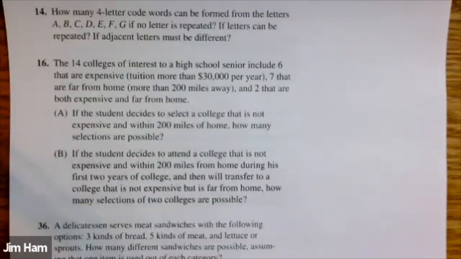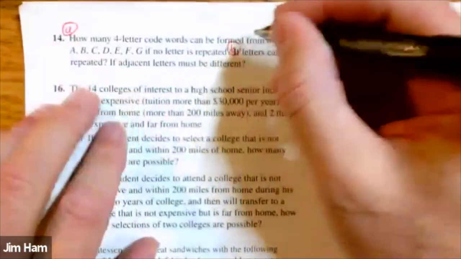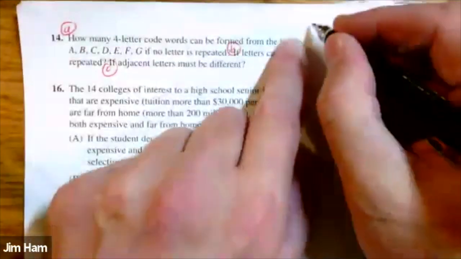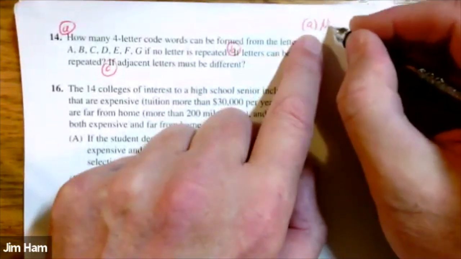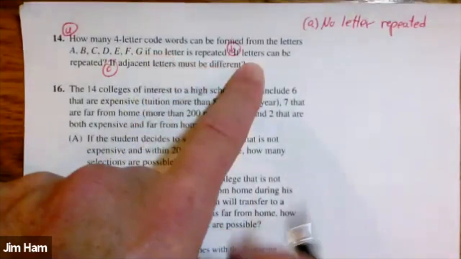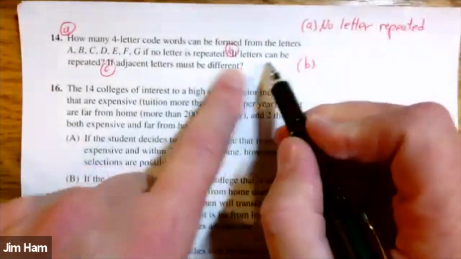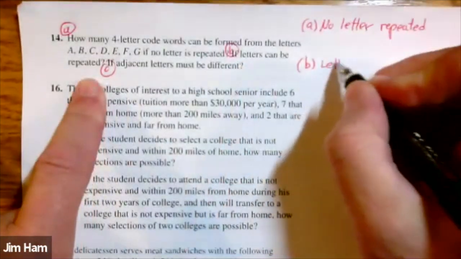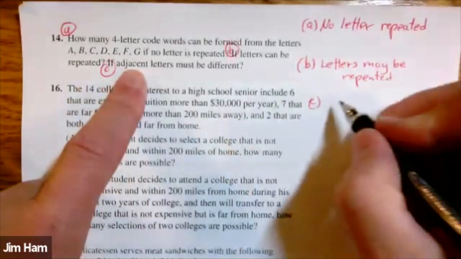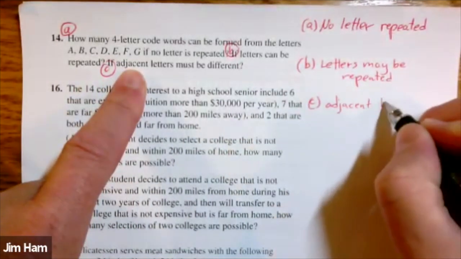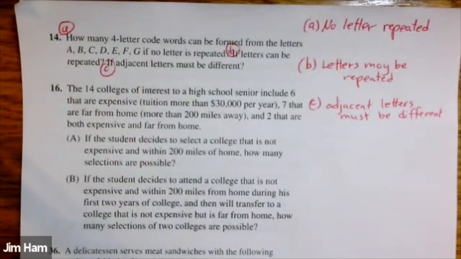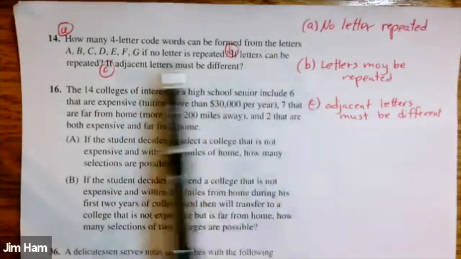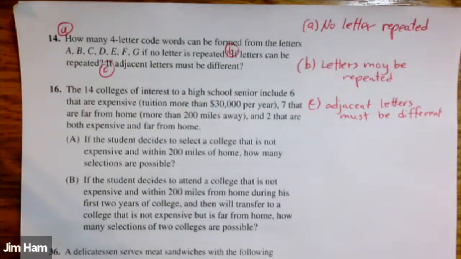All right, so let's start with part A, and then there's part B, and then there's part C. A is no letter repeated, and then B is if letters can be repeated, and then C is adjacent letters must be different. All right, just do part A, and then we'll work on part B and part C together. So part A says how many 4-letter code words can be formed from the letters A, B, C, D, E, F, G if no letter is repeated.